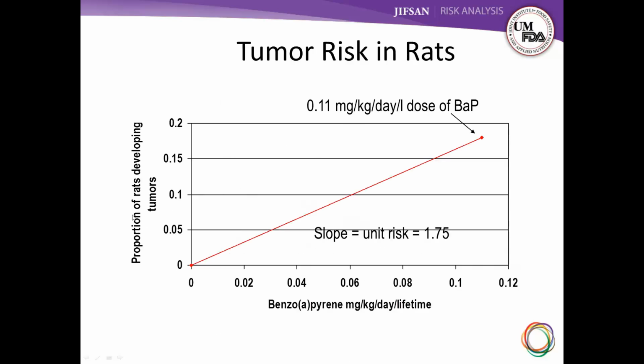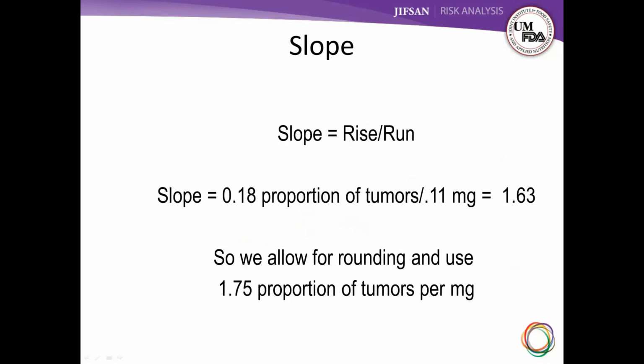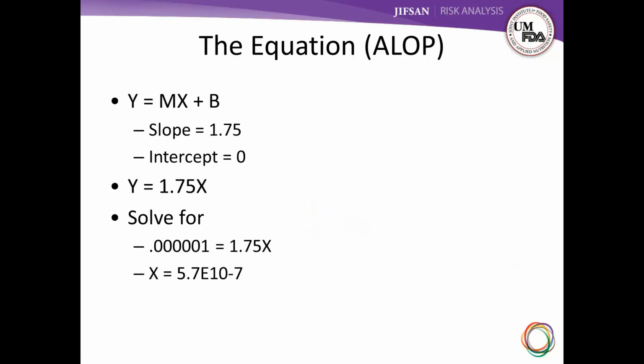Now, y is the proportion of tumors, and we are willing to accept 1 in a million. That would be an acceptable level of risk. If we have more than an increase of 1 in a million, that would be unacceptable. So we plug 1 in a million in for y, we solve for x, and we now have a dose. So if this dose here is exceeded, then you will have more than 1 in a million chance of developing a tumor.